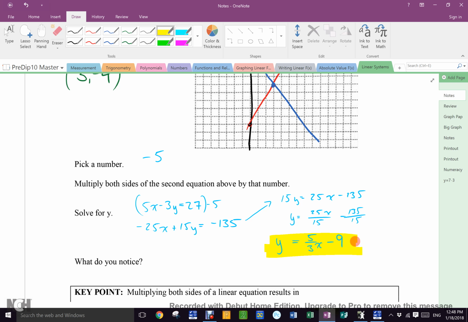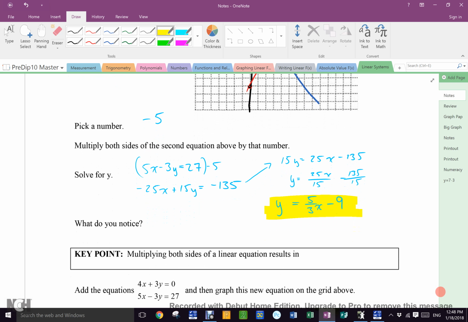What did you notice? That you get the exact same line. If you didn't get the exact same line, your algebra is off and you'd best practice. Well, you always simplify. At any rate, you notice you get the same line. So what does that tell us?